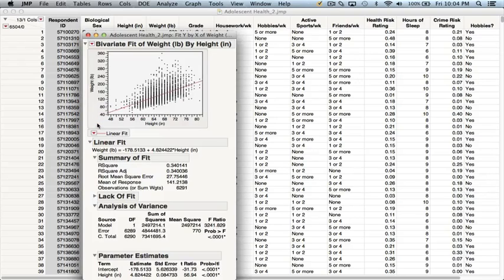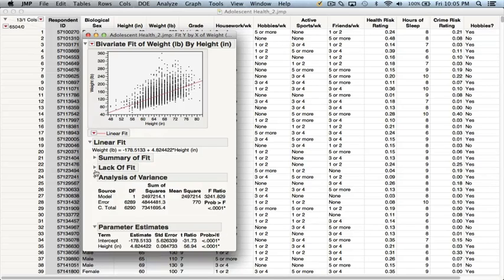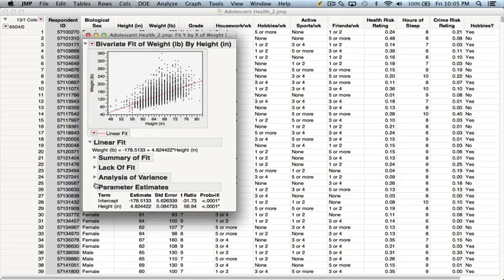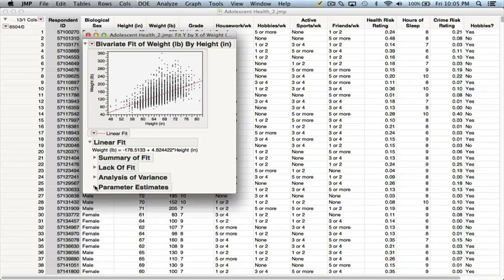This gives us a lot of information. Most of it is beyond what we currently need to know, so we'll close it. We'll get back to it at a later point when we examine inferential statistics. At the moment, we're really only interested in the equation for the regression line.